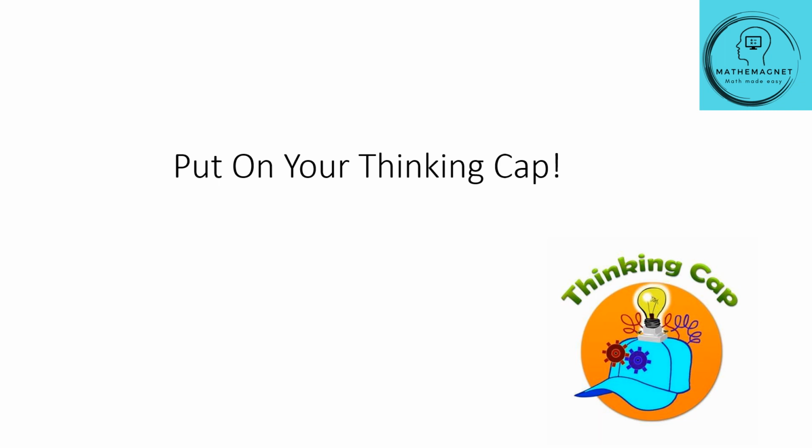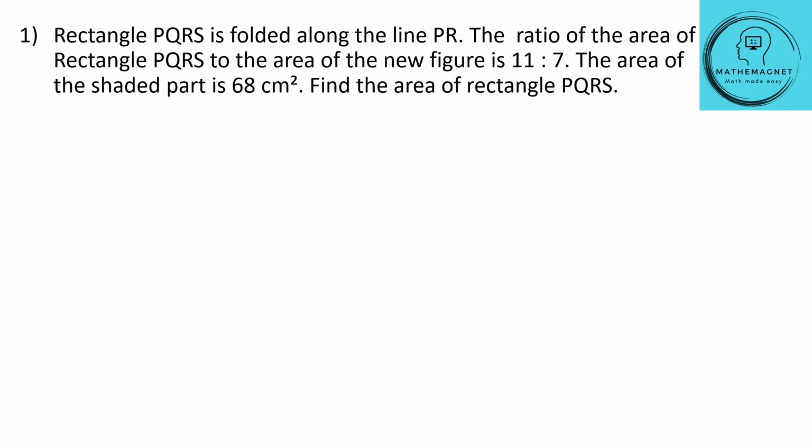Now let's solve some put on your thinking cap questions. Let's look at question number 1. Rectangle PQRS is folded along the line PR. The ratio of the area of rectangle PQRS to the area of the new figure is 11:1. The area of the shaded part is 68 centimeter square. Find the area of the rectangle PQRS.